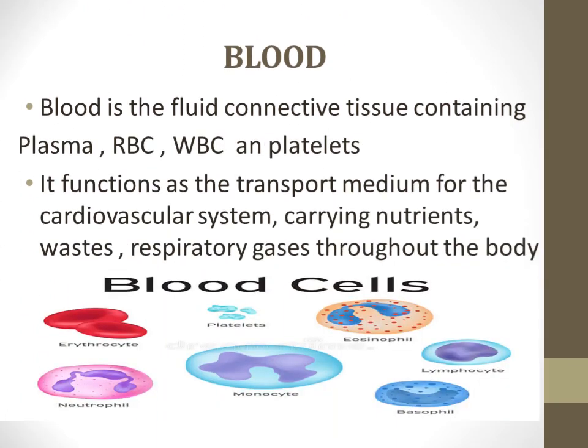And the next specialized connective tissue is blood. So how is it a connective tissue? How could we say this is a tissue, since it is in fluid form? But this is also a tissue. So even this sentence is given: blood is a fluid connective tissue containing plasma, RBC, WBC, and platelets. So this is also a connective tissue, but it is in the form of a fluid.